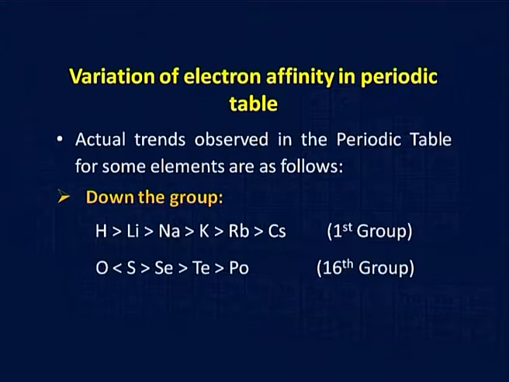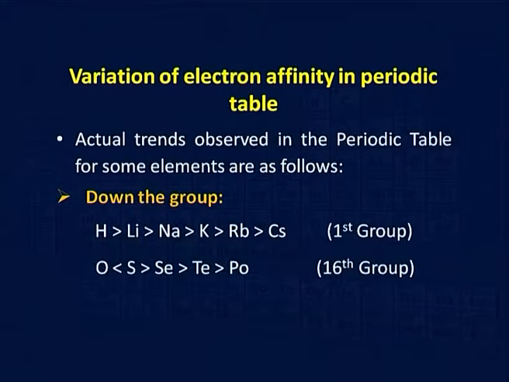But in case of 16th group elements, we see that electron affinity value of oxygen is less than sulfur, though in first group we have seen that the electron affinity value of lithium is more than sodium. In case of this 16th group element, the electron affinity value of sulfur is more than oxygen, though the size of sulfur is increasing. Similarly, we find in 17th group also, that is the halogens. Here we find that the electron affinity value of chlorine is more than fluorine, though the size is increasing.